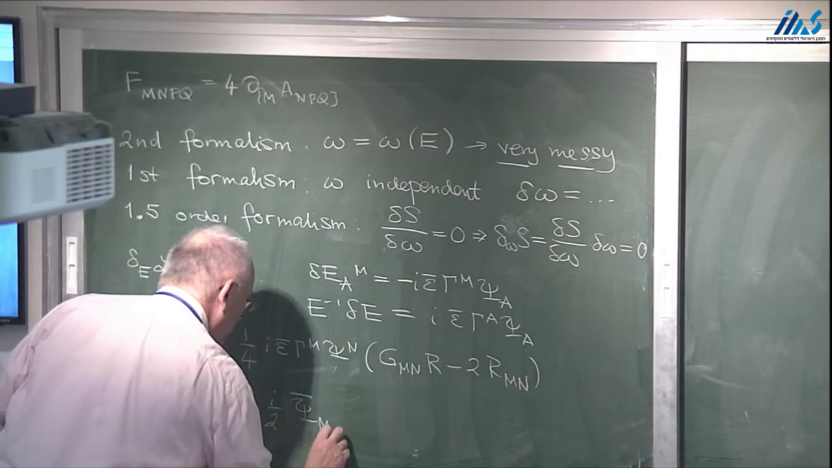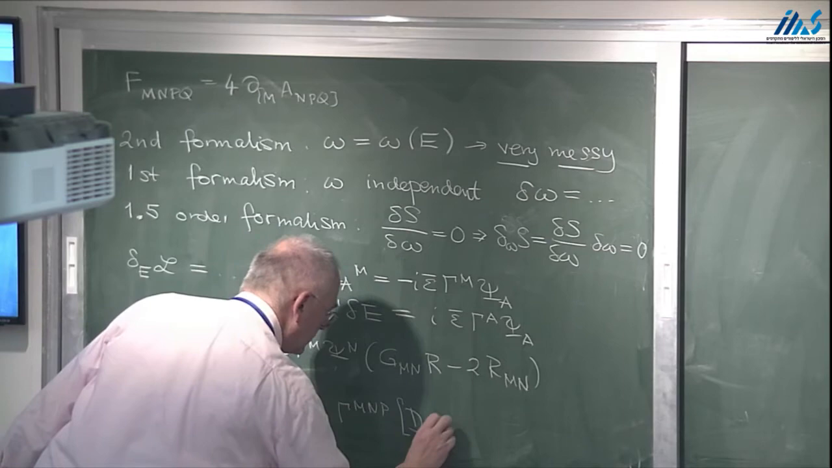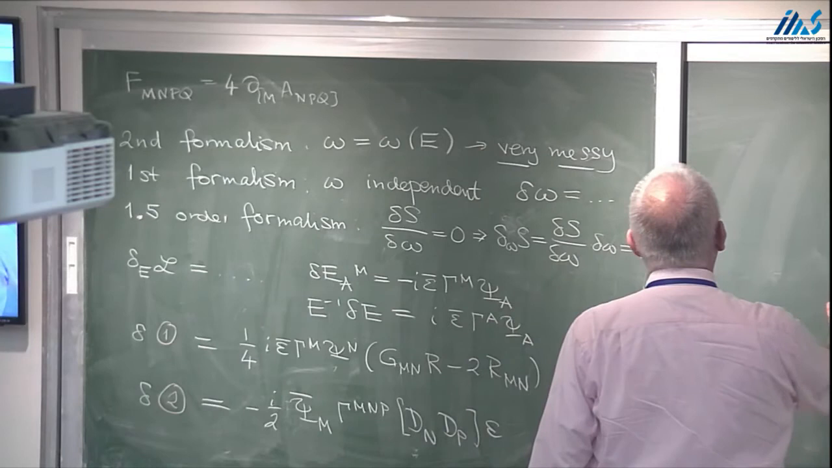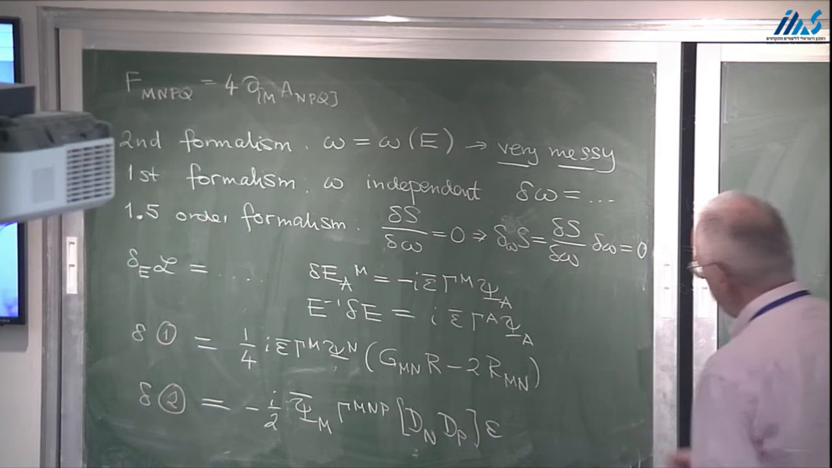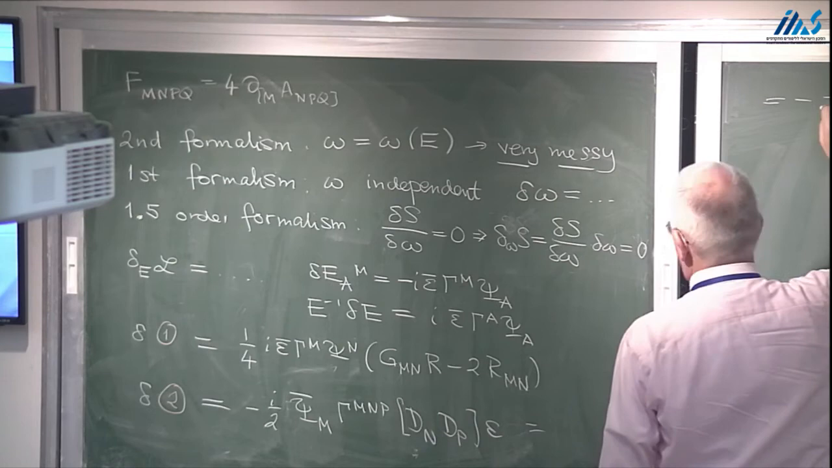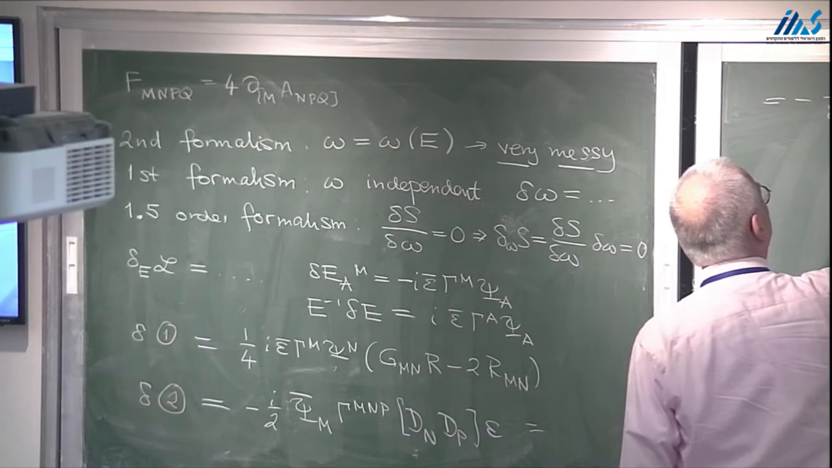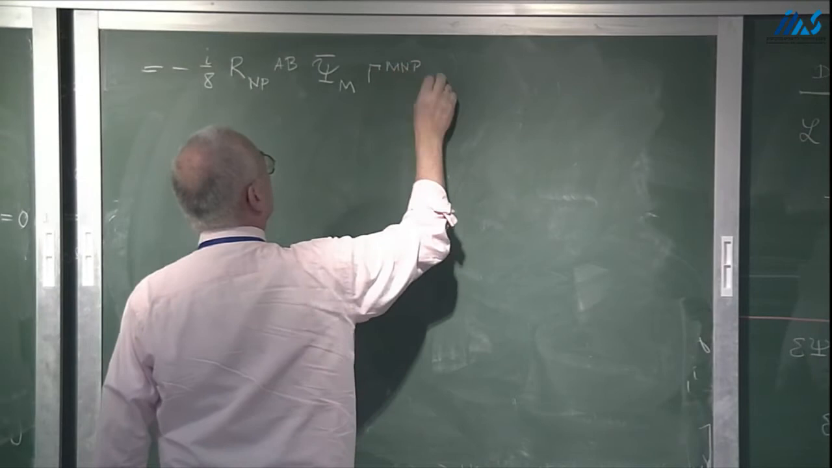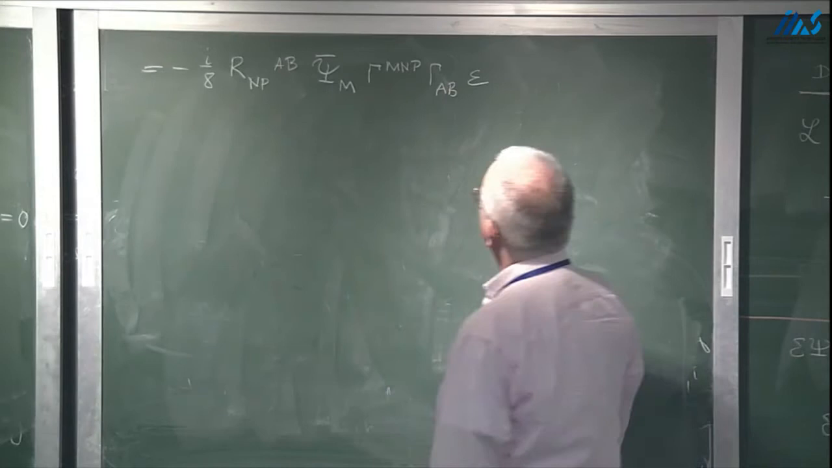And now it's just a commutator acting on epsilon. So I've integrated by parts, as I said. Now the formula which I showed yesterday for the commutator of two Lorentz covariant derivatives. So this is equal to minus i over 2, well, this is 1/4 times the curvature tensor. So this is i over 8 R_{mn ab}, and then I have psi_m, gamma^{mnp}, gamma^{ab} acting on epsilon. Okay.